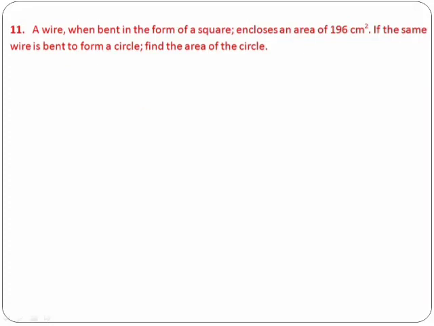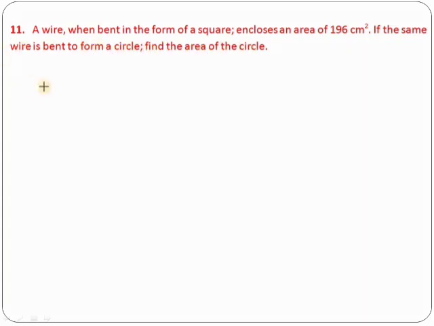So today we will be doing question number 11. Let's see the solution. Let's read the question first. A wire, when bent in the form of a square, encloses an area of 196 centimeters square. If the same wire is bent to form a circle, find the area of the circle.